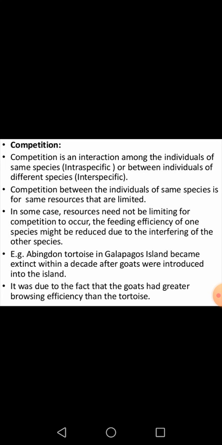ठीक है. Now competition between the individual of the same species is for same resource that are limited. तो अगर एक ही स्पीसीज के इंडिविजुअल के बीच में अगर कंपटीशन हो रहा है, वो क्यों होगा? बिकॉज ऑफ द लिमिटेड रिसोर्सेज ऑफ फूड, हैबिटेट एज वेल एज सम अदर थिंग्स. ठीक है. इन सम केसेस रिसोर्सेज नॉट टू बी लिमिटेड फॉर कंपटीशन टू अकर. द फीडिंग एफिशिएंसी ऑफ वन स्पीसीज माइट बी रिड्यूस ड्यू टू द इनफेयरिंग ऑफ द अदर स्पीसीज.